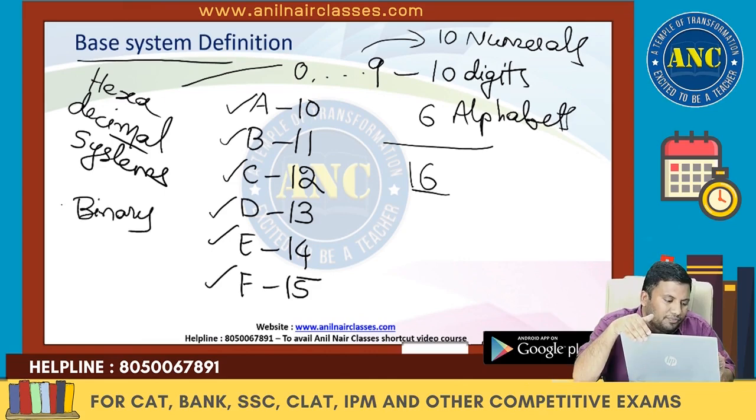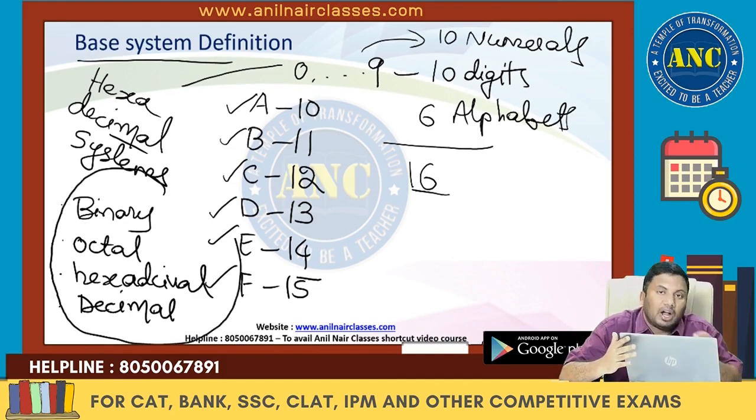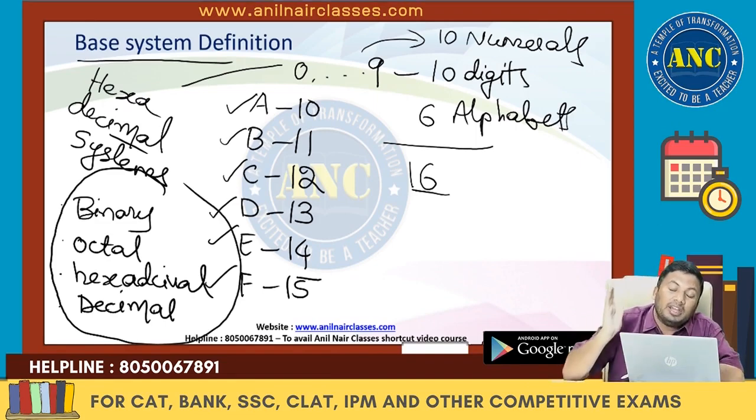In our education system, we use these systems: one is binary, one is octal, one is hexadecimal, and another is the decimal system. These are the most generic base systems that we use in our day-to-day life. There are many other base systems, but with respect to our syllabus, we will restrict ourselves to binary, octal, hexadecimal and decimal. Binary means 2 digits, 0 and 1. Octal, 8 digits. We start from 0, so we end with 7.